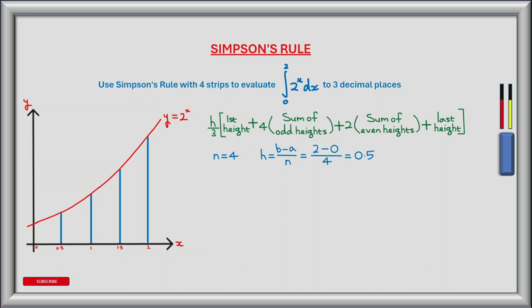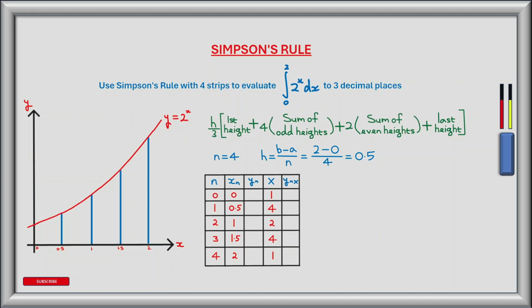h is the start point on the interval, which is 0 in this case, subtracted from the end point, which is 2, and the result of this divided by n. So we have 2 minus 0 divided by n, which is 0.5. To help us evaluate this, I've created a table. This is filled in with what we already know.